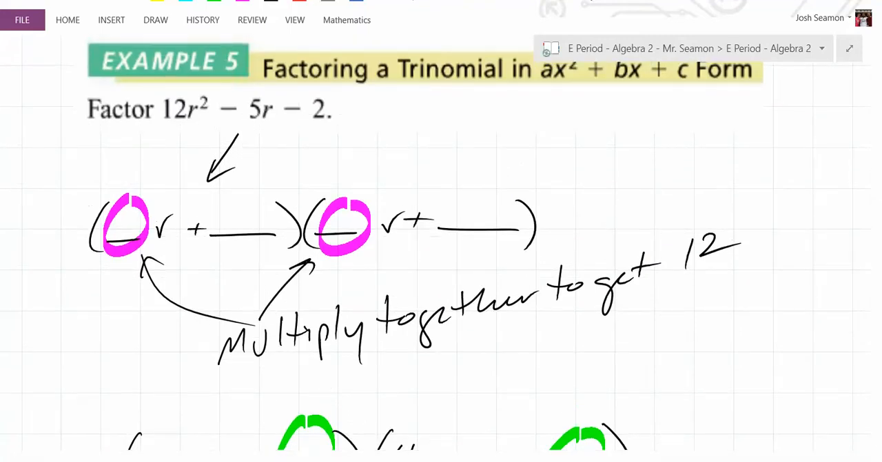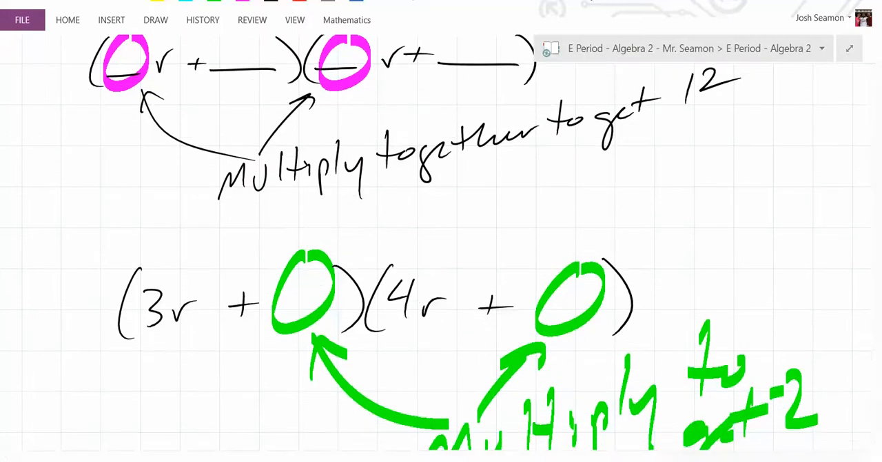Now here's the thing. Theoretically, did we have to start with 3r and 4r? No, the only constraints we had were they have to multiply together to get 12r squared. It could have been 6 and 2, or 12 and 1, and it could have been reversed. You could have had 4r and 3r, right? So there's lots of different orders. You're going to test one and see if it works. Oh, it doesn't. You're going to then test another. You are going to get better and better at testing.